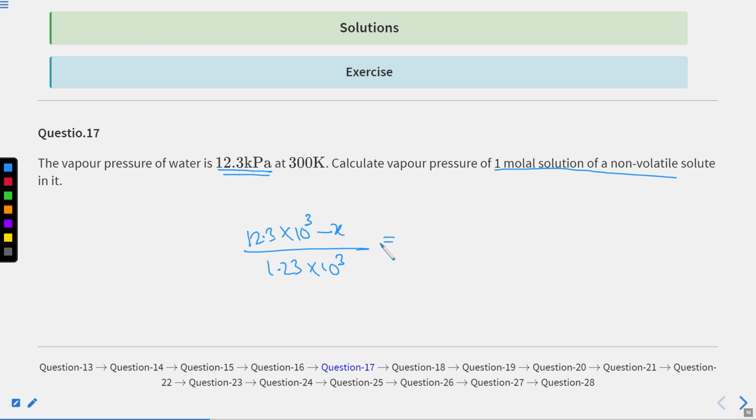Further, what do we need? We need the moles of the non-volatile solute. So we have a 1 molar solution, that is 1 mole is dissolved in 1 kg. What is non-volatile solute? The number of moles is given. We do not know the number of moles of the water, but we know we have 1 here. So to convert it to the number of moles, we divide by 18. Okay, that would give us this much. Further, we will calculate it for x to get the value of our vapor pressure of the 1 molar solution of non-volatile solute.